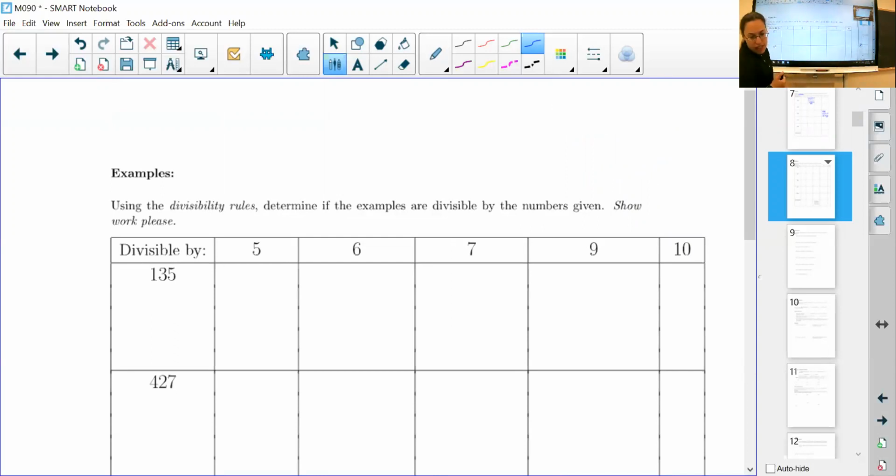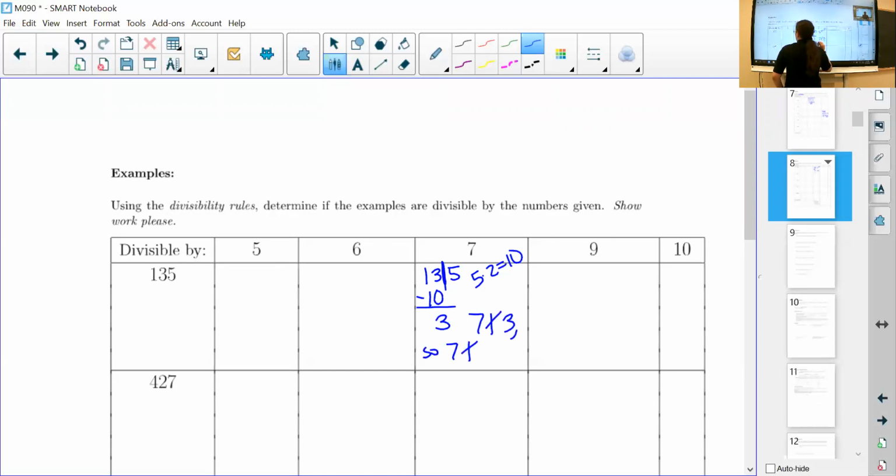Let's take a look at 7 for 135. So I'm going to take 135 and split off that last number. 5 times 2 equals 10. Move that 10 over here. 13 minus 10, that's 3. 7 doesn't go into 3. 7 does not go into 3. So 7 does not go into 135. And my answer is no.